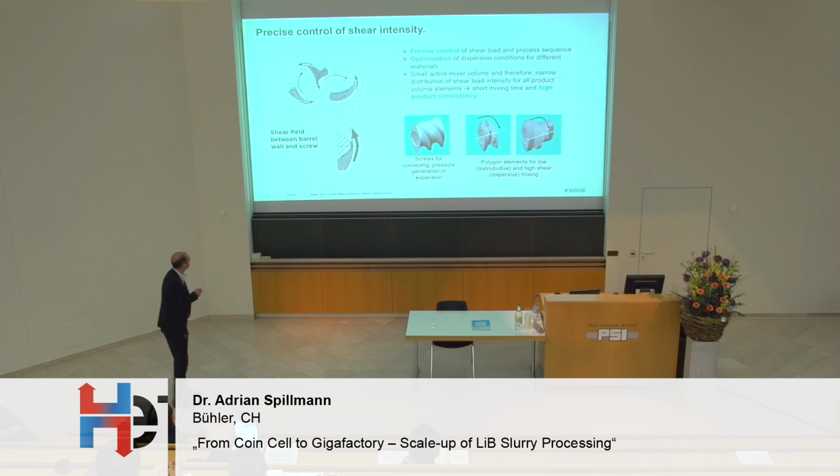So on the left-hand side, you see a cross-section of the mixer here. In the middle, these are the screw elements, and the actual shearing of the product basically takes place in the gap between the screw elements and the barrel wall of the extruder, and also between the screw elements here in the middle. Another important feature of this technology is that you have a relatively small active mixing volume. As a result, you have a very narrow residence time distribution, which helps to improve the consistency of the product which is coming out of the mixer.